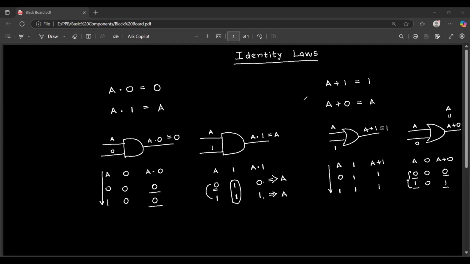This is what we call the identity laws. The 4 identity laws. Okay, that's it.